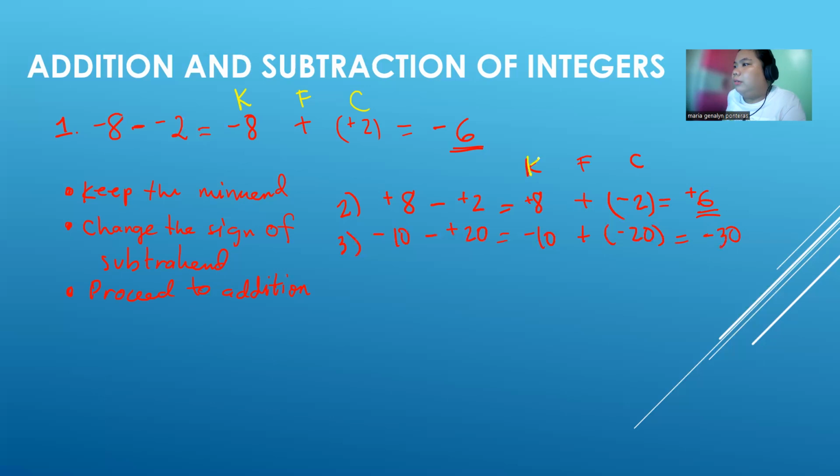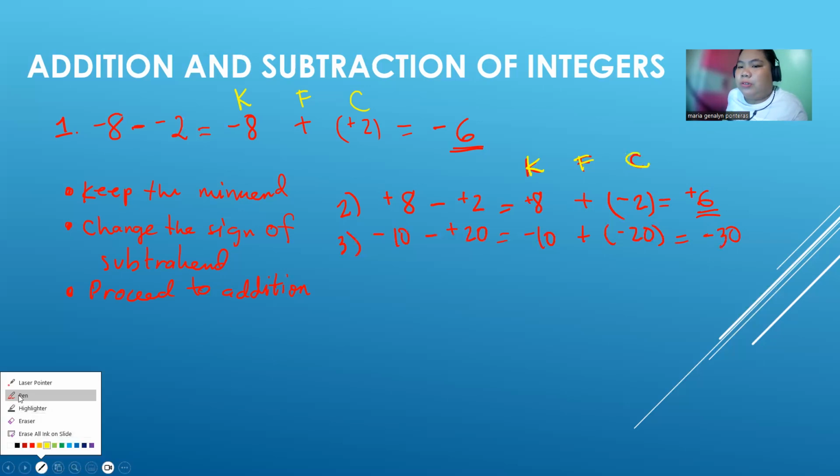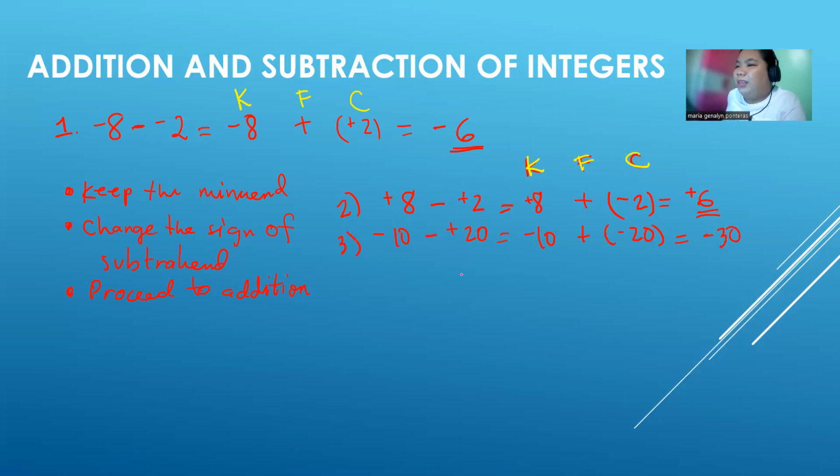So, KFC. Okay. Hindi tayo sponsor ng KFC. Hindi ko pinopromote ang KFC. Yan lang yung acronym namin sa subtraction. Okay. Lakihan natin yung number. Negative 35 minus positive 65. So, keep, flip, change the subtrahend. Huwag kalimutang palitan. So that would be negative 100.